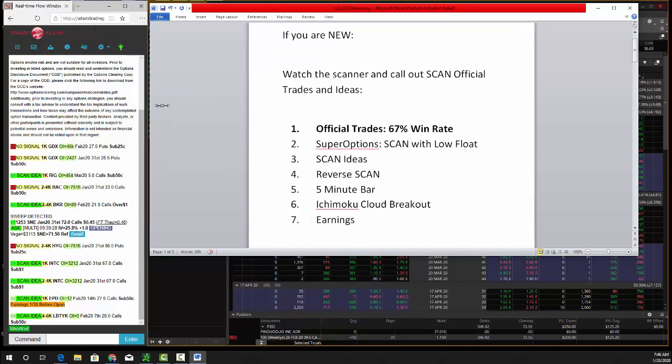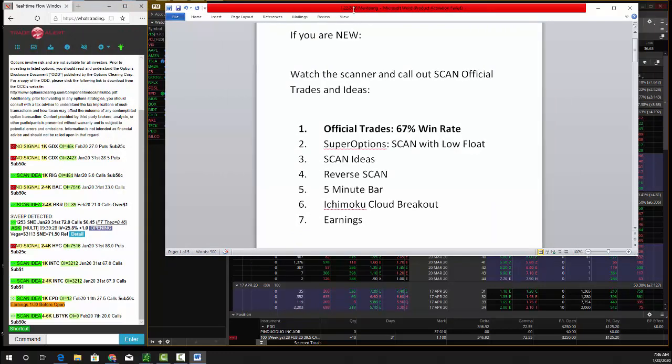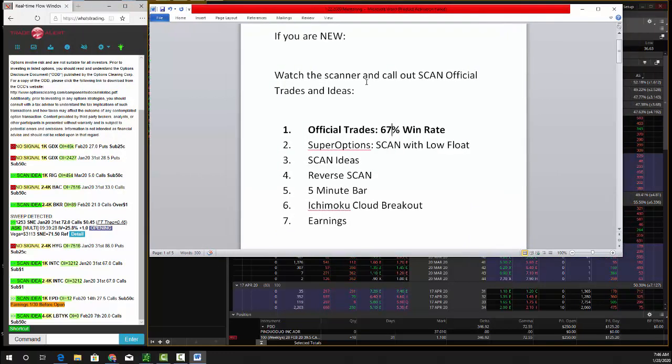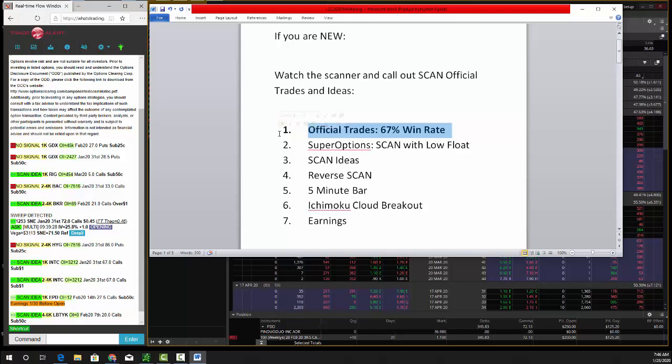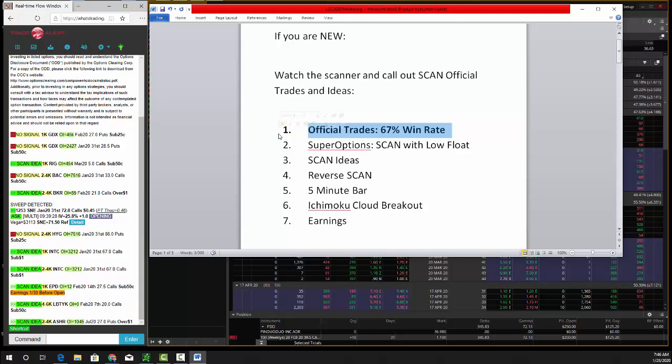Super options, that is your second thing you want to take. Scan ideas, that's the third thing you want to take. Reverse scan, okay? Don't be taking reverse scan unless you're making money in everything else. Don't be taking the 5-minute bar if you're not making money in everything else. You have to hit everything. I don't want anybody taking earnings until you're making money on everything else.